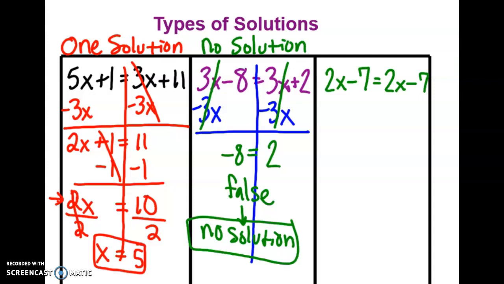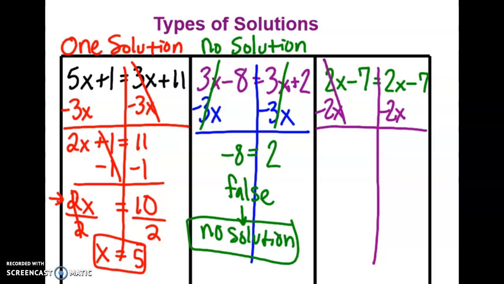Our last example is 2x minus 7 equals 2x minus 7. That's interesting. It looks the same on both sides. So let's see what's going to happen here. I'm going to do the same thing as the previous two. I'm trying to get rid of one of the x's because there are x's on both sides. So I'm going to subtract it. I'm minusing 2x on both sides. So 2x minus 2x is 0. I'm going to bring down that negative 7 and the equal sign.